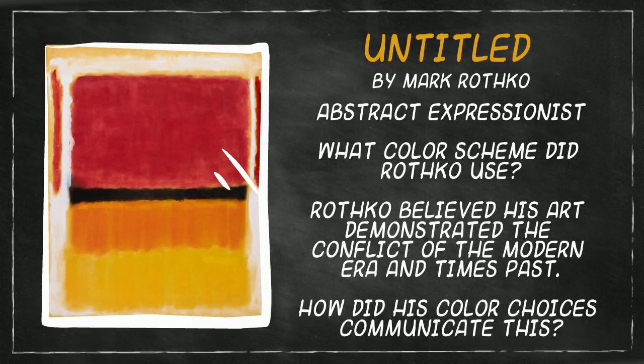On this next slide, we see a piece by Mark Rothko. It's called Untitled, as most of his pieces were. Mark Rothko was an abstract expressionist. He believed that his art demonstrated the conflict of the modern era and times past. What do you think? Pause the video and practice asking yourself questions about this piece.